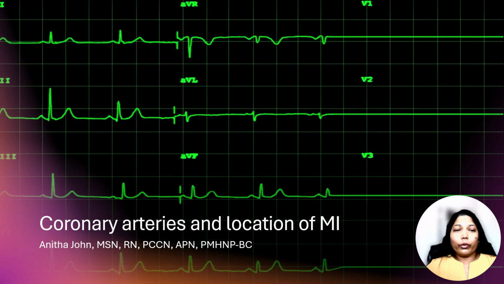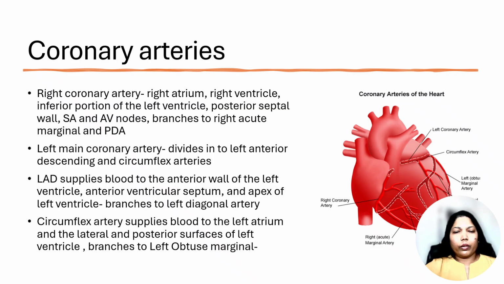So today I'm going to talk about coronary arteries and how to identify the location of different types of MI. Okay, so let me begin with coronary arteries. If you look at the picture, you can see there is a right coronary artery and left coronary artery.